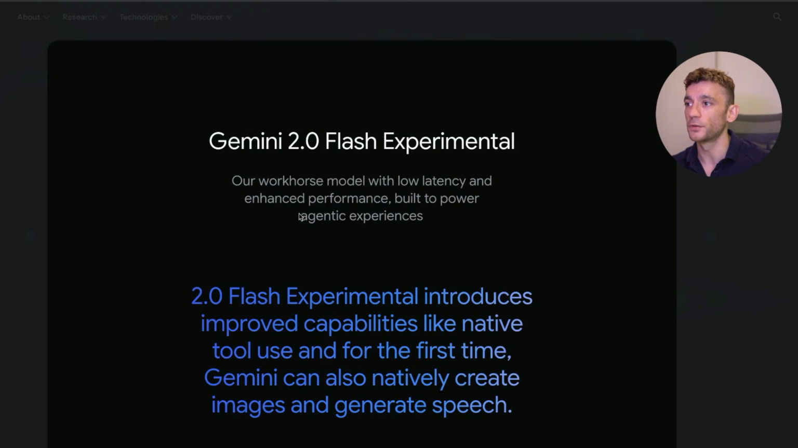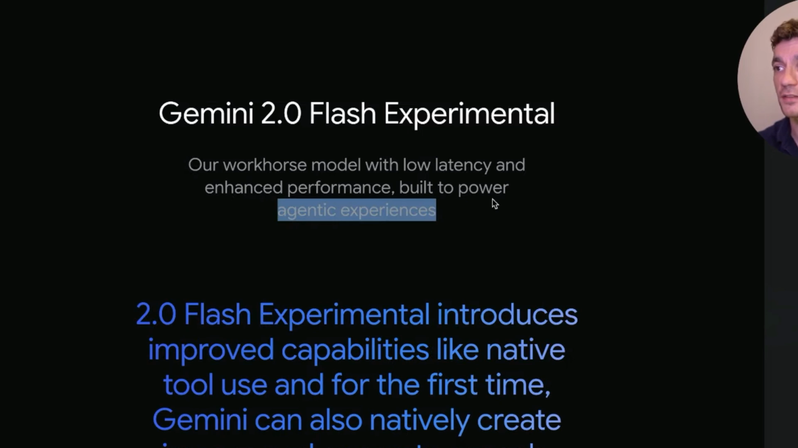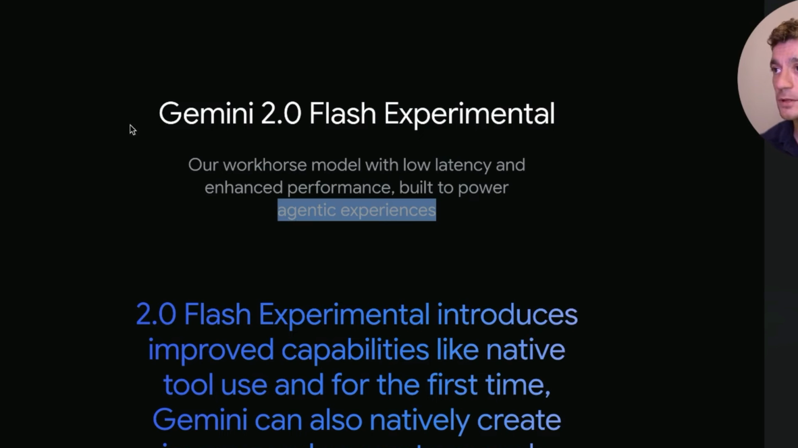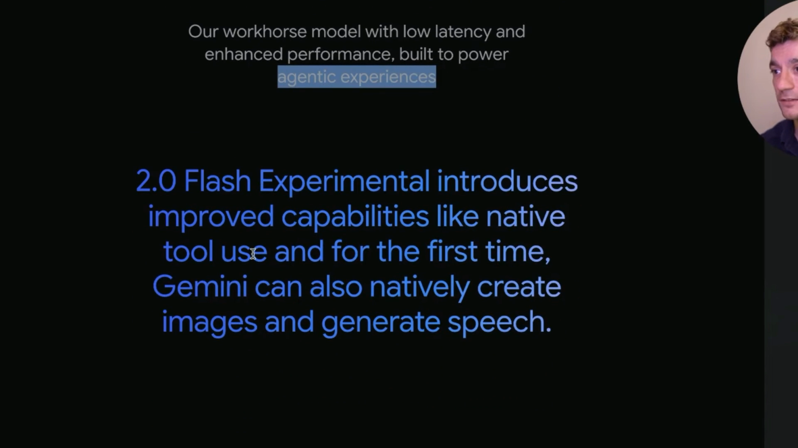And the main difference here is it's focused on agentic experiences, which means that you can automate a lot of the workflows you previously couldn't, because this is kind of using AI agents. And that's basically the future that I see Gemini and other AI models going into next year particularly.